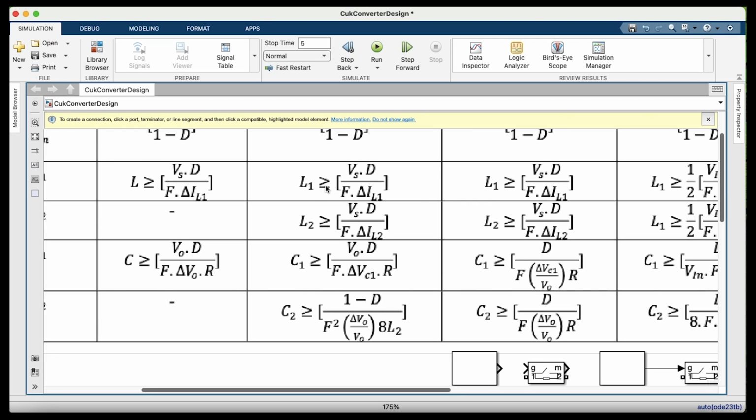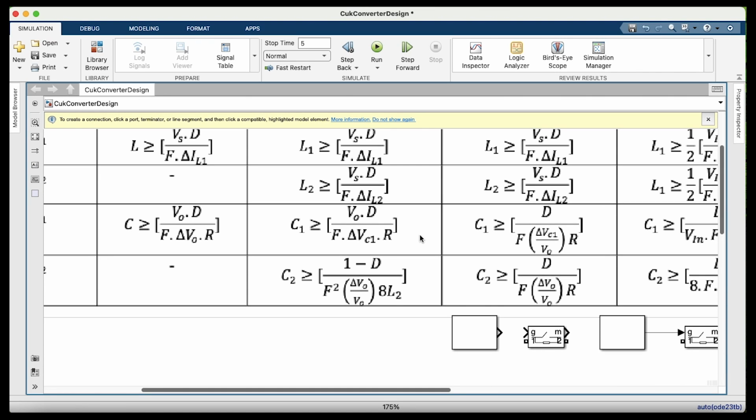Similarly, inductance L1 is calculated with respect to the supply voltage and duty cycle, divided by switching frequency and also current. Then similarly, L2 will be calculated from the input supply voltage, duty cycle D, divided by switching frequency and also inductor current. Then similarly the capacitance value with respect to output and also duty cycle. Similarly the capacitance C2 value will be calculated like this.